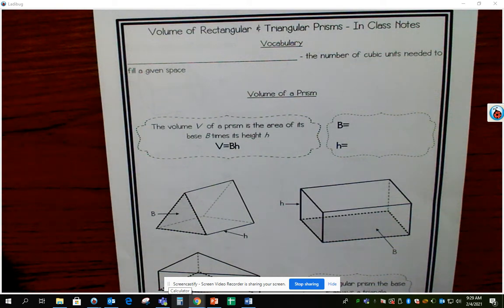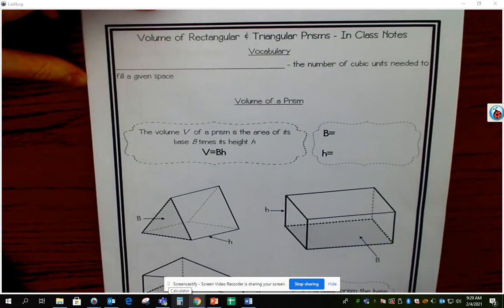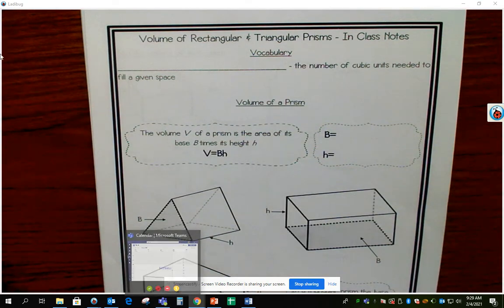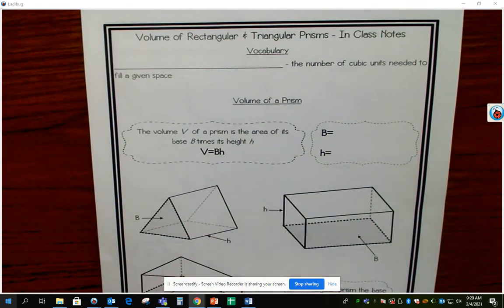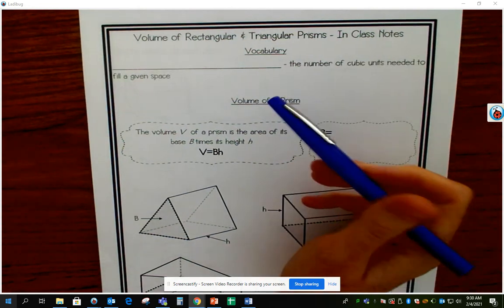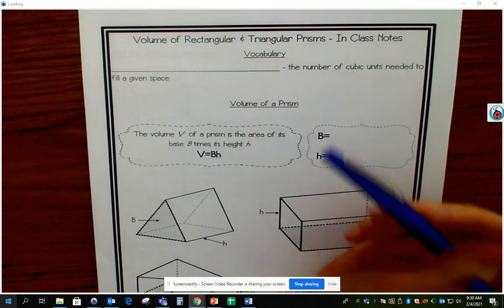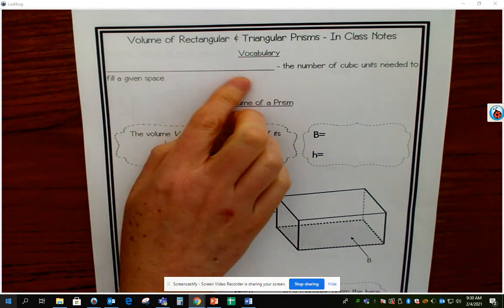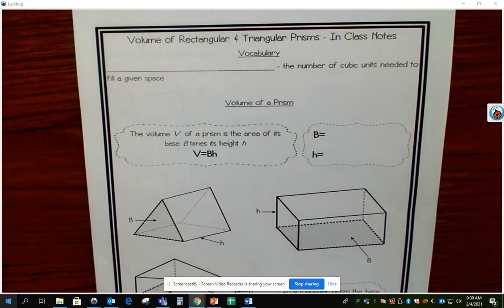Hey guys, today we're going to be learning about the volume of rectangular and triangular prisms. You should have a copy of this that I gave you in class last week. If not, you can print a copy from Google Classroom to write on so you don't have to draw all these figures, okay? So the first thing we want to start with is a little vocabulary.